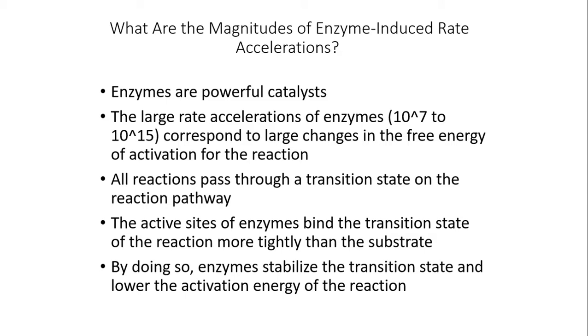So these correspond to large changes in the free energy or the activation energy for the reaction. So we'll be looking at some energy diagrams. All reactions pass through a transition state in that pathway, and we'll learn to represent that using an equation and also identifying that transition state on those energy diagrams. The active sites of enzymes bind the transition state of the reaction more tightly than the original substrate. And what this does is stabilize the transition state and lower the activation energy of that reaction.